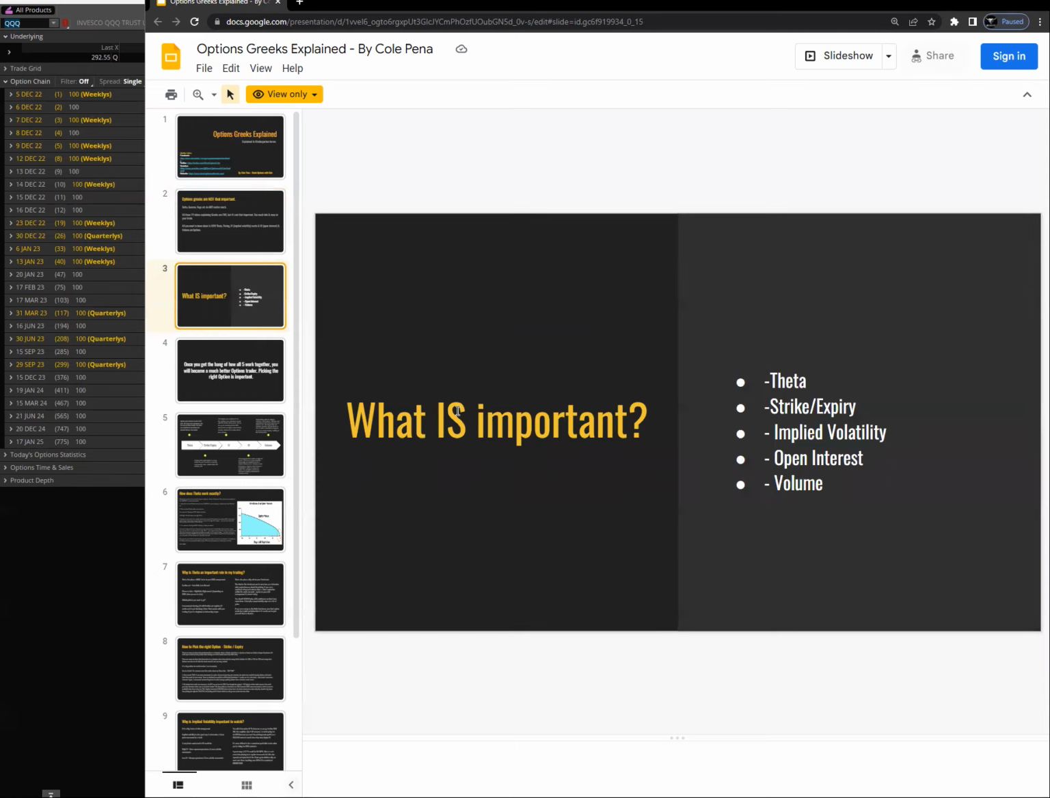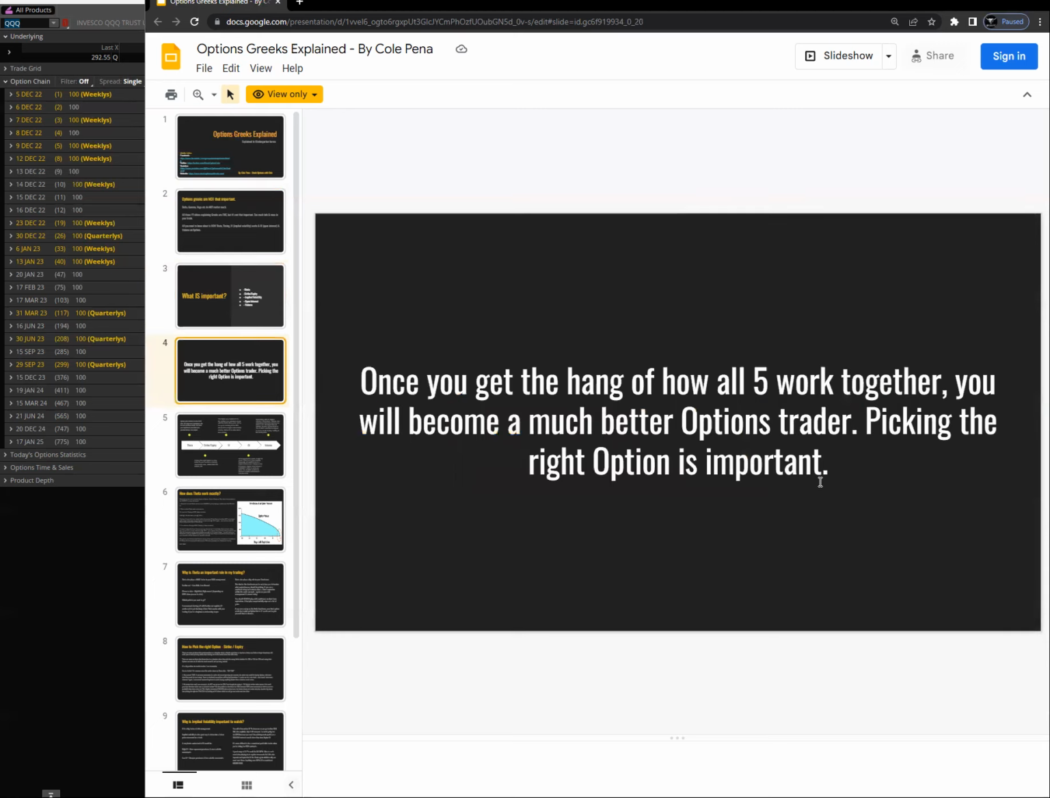Here you go. What is important? Theta, strike and expiry, implied volatility, open interest, and volume. Very simple, 5 things right there. Once you get the hang of how these 5 work together, you will become a much better options trader. Picking the right option is very important. I will explain that later in the slides, but we will continue on.